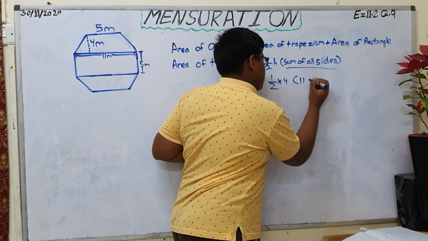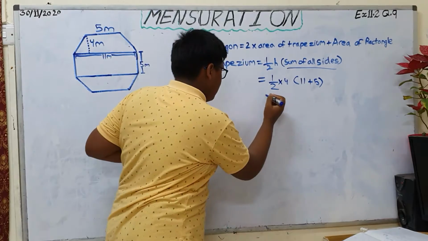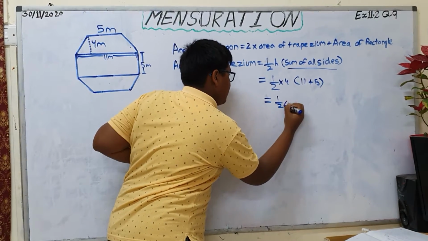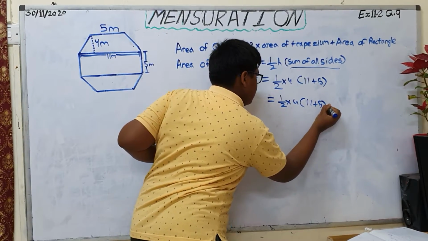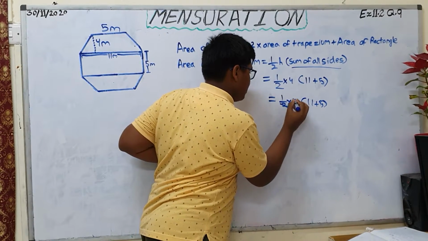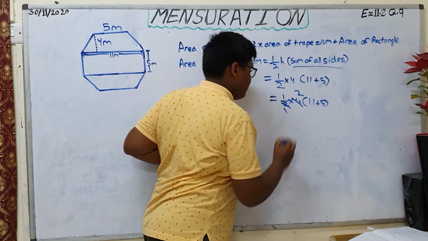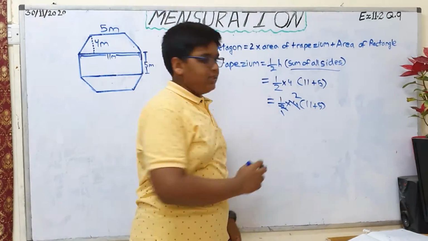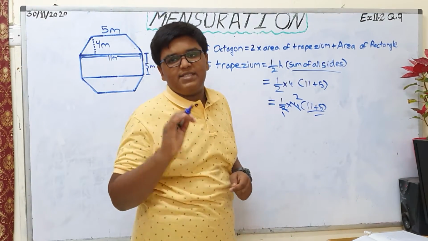So 11 plus 5. Now we are going to add them. Now 1 by 2 into 4, then this 11 plus 5. Now what we are going to do first, we are going to cut them both, this 2 and this 4. This will be 2 and this will be 1. So what we have got now, we have got the answer as 2, and now we will add them both, this 2. Now answer 11 plus 5, it will be 16.